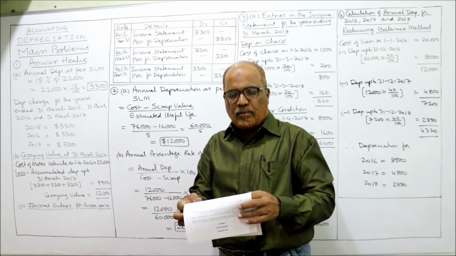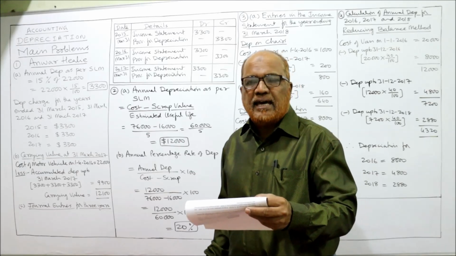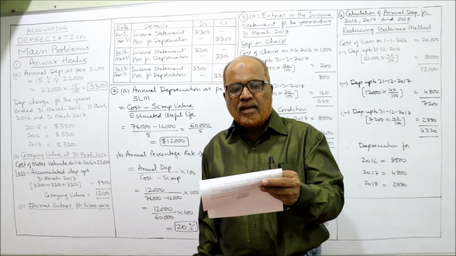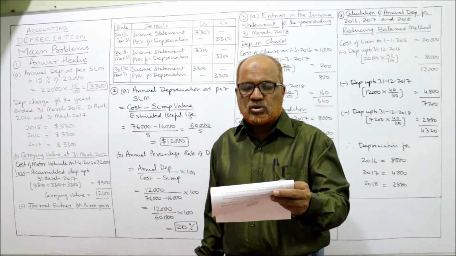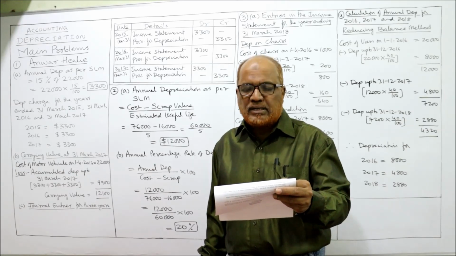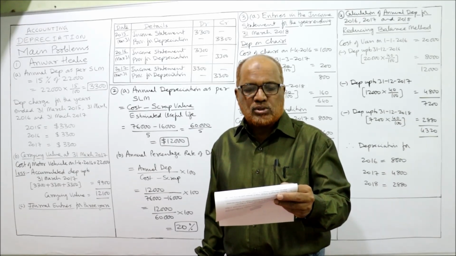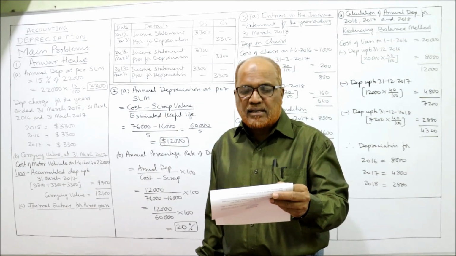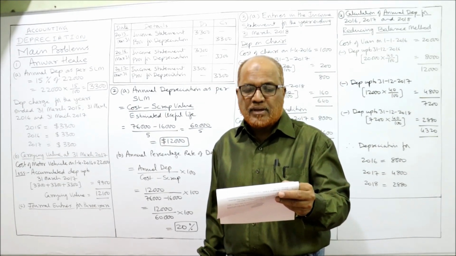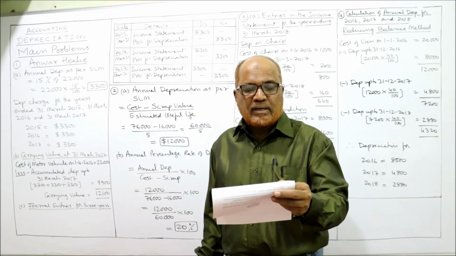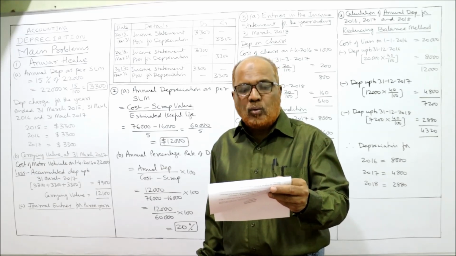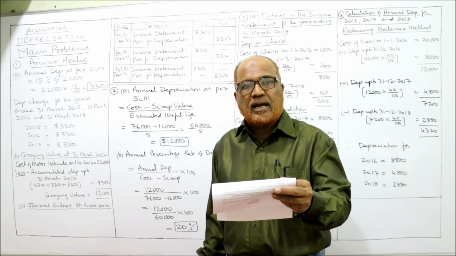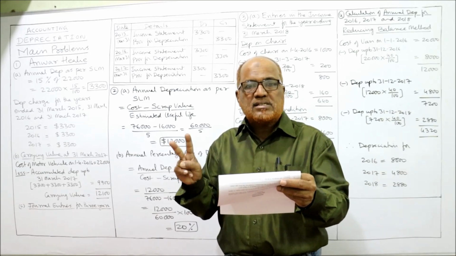Now see the third problem. Jason owns a hairdresser's salon and he bought a new set of chairs on 1st April 2016 for $1,000. He calculates depreciation using the reducing balance method at 20%. On 1st April 2017, he bought a new air conditioner for $8,000. These are the 2 assets he has.